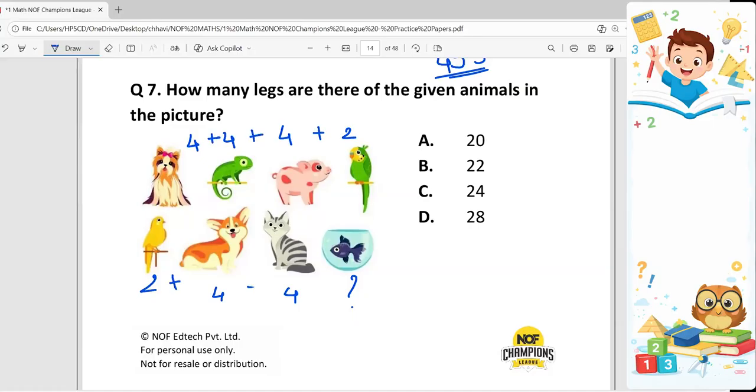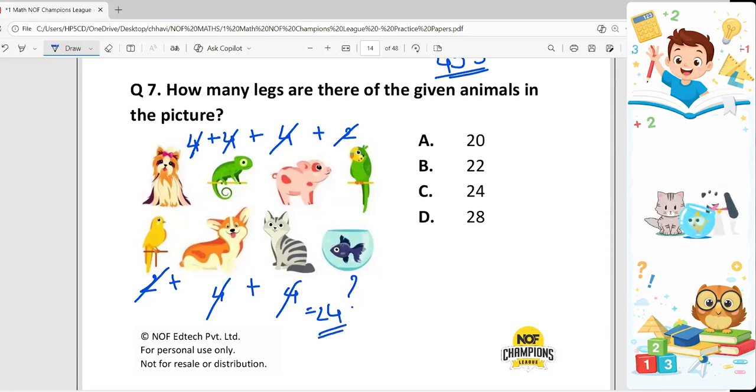So we have to now add all these animals' legs. Okay, so let's count it. 4, 5, 6, 7, 8, 9, 10, 11, 12, 13, 14, 15, 16, 17, 18, 19, 20, 21, 22, 23, and 24. So we got the answer as 24. Now among these 4 options, 24 is over here, option C. So option C is the correct answer.